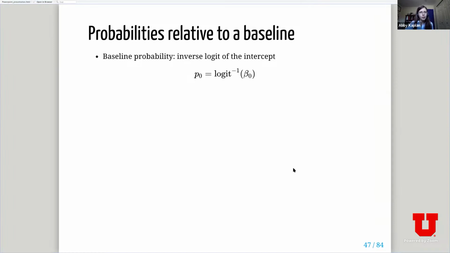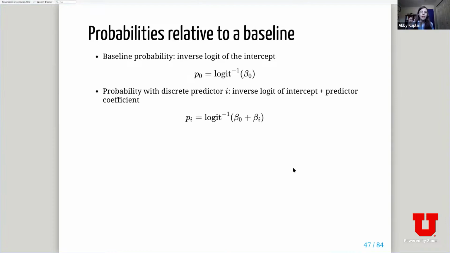Okay, so how do we do this? Well, we're going to do the intercept version today. So we just take our intercept parameter from our fitted model. We take the inverse logit. That gives us our baseline probability of passing this class. Okay, so that's probability number one.